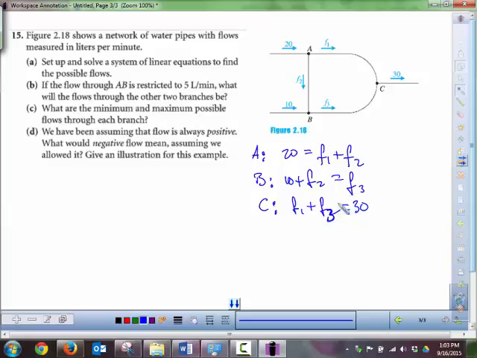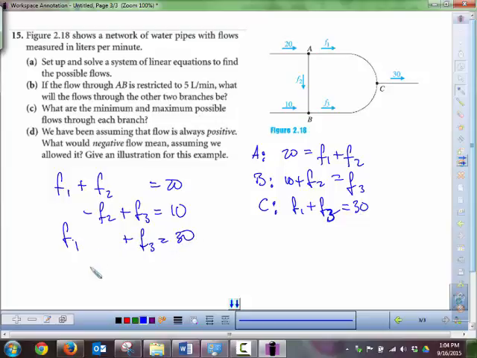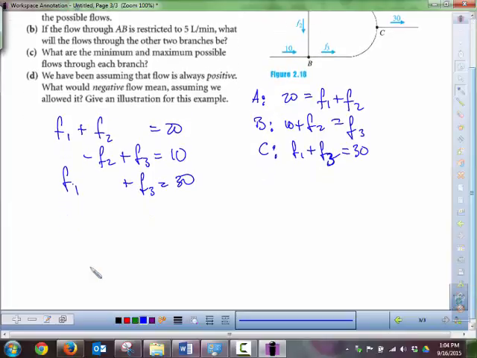All right, so we have a system of linear equations, and we can write that a little bit neater. For the first equation, F1 plus F2 equals 20. For the second equation, we'll bring the F2 to the other side, so this is negative F2 plus F3 is equal to 10. And then this one, F1 plus F3 is equal to 30. So we can rewrite our system to make it look nicer so that we can easily translate that into a matrix. 1, 1, 0, and 20; 0, negative 1, 1, and 10; 1, 0, 1, and then 30.